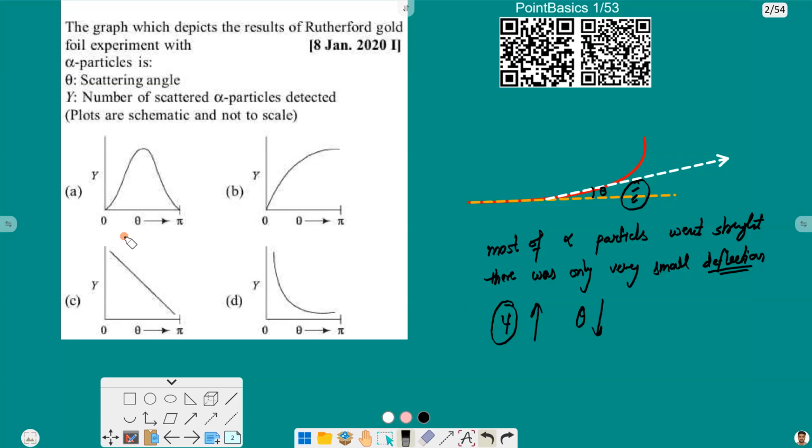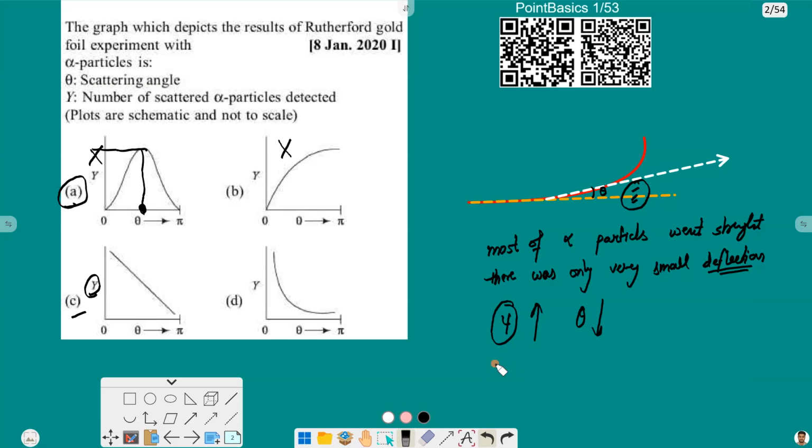Now, if we see in the graph of option A, y is high, but theta is not small. Here we are at approximately pi by 2. So option A is rejected. Similarly, option B and C. Oh, sorry, not C. In B, y is high and theta is less. And here also, option D, y is high and theta is less.